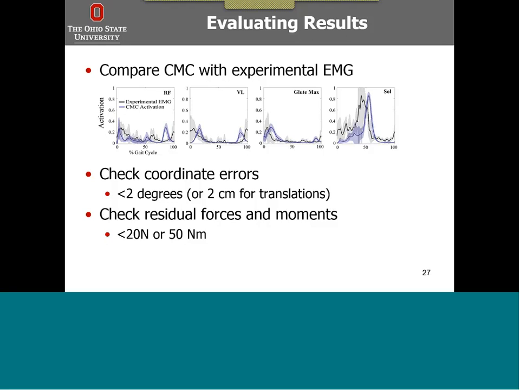So for us, we considered our results from RRA and CMC to be acceptable if the model kinematics differed from experimentally measured kinematics by less than 2 degrees or 2 centimeters for translation, and if the peak residual forces and moments were less than 20 newtons and 50 newton meters, respectively. And this is really based on suggested best practices in the online OpenSim documentation.